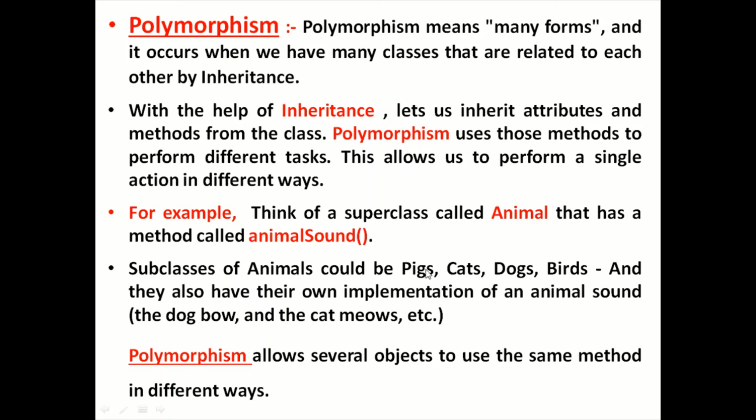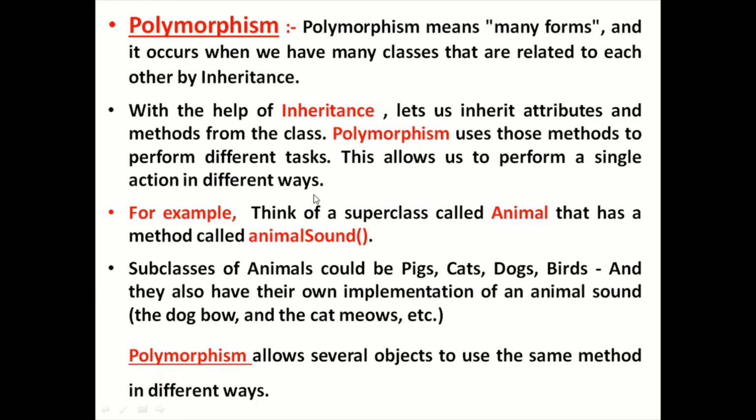Each and every animal has its own implementation of sound. For example, see here, these four subclasses are derived from the superclass animal, right? Each subclass has different attributes too, and the pig wants to write one function about its sound. How is that pig going to implement its sound, how does the pig say it?